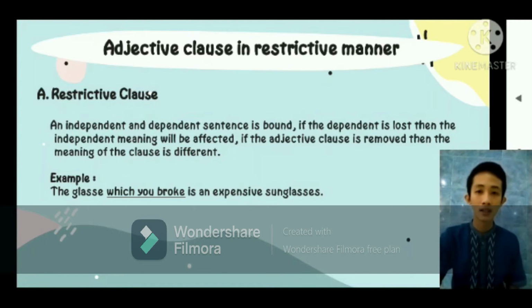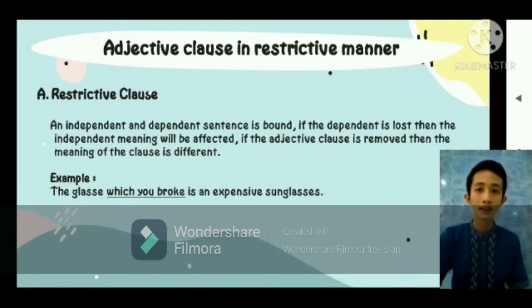For example, the glasses that you broke are really expensive. The glasses which you broke are expensive sunglasses. In that clause, the adjective clause is which you broke.